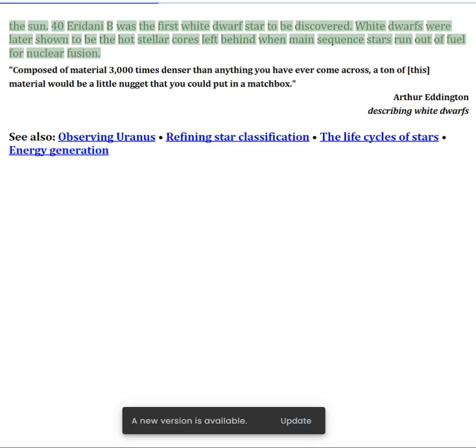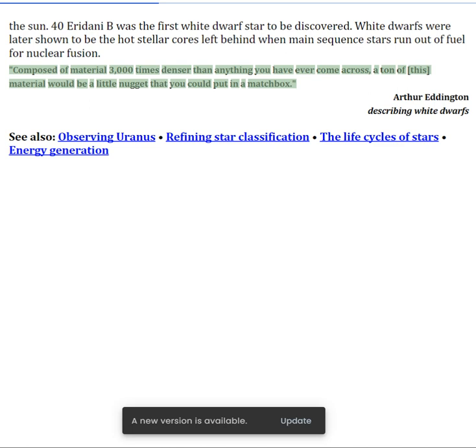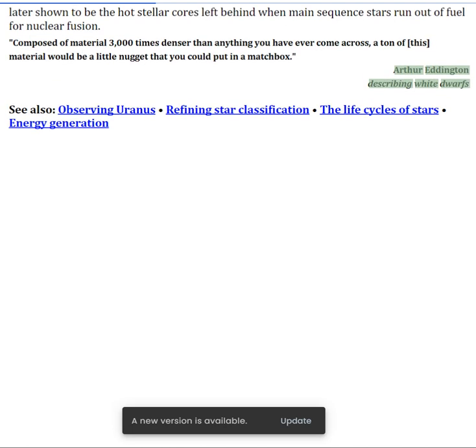White dwarfs were later shown to be the hot stellar cores left behind when main sequence stars run out of fuel for nuclear fusion. "Composed of material 3,000 times denser than anything you have ever come across, a ton of material would be a little nugget that you could put in a matchbox." Arthur Eddington describing white dwarfs.